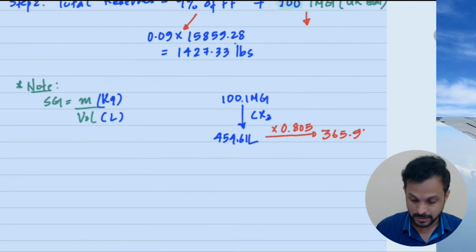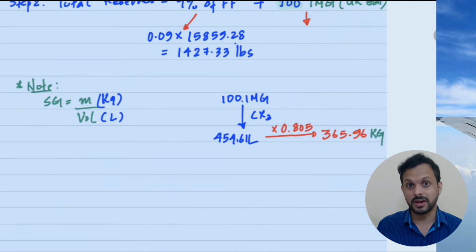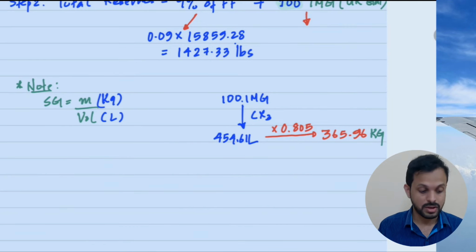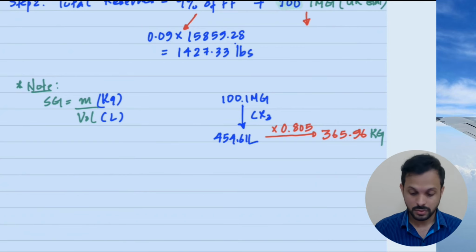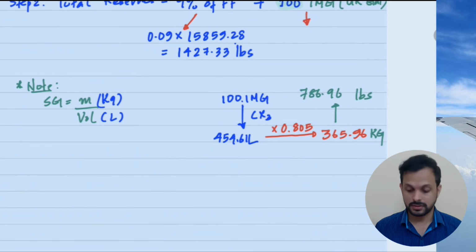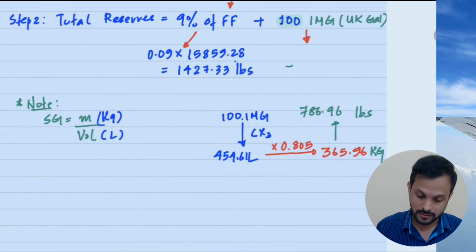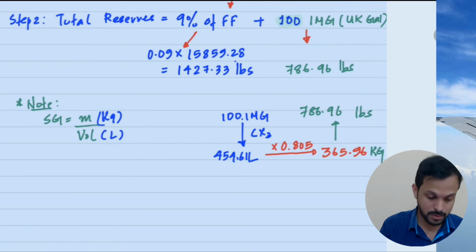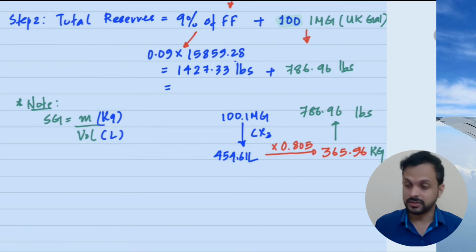Let's do that now. Multiplying with specific gravity, which is 0.805, you'll get 365.96. Now it's very important to understand that this is in kilograms. What we need is in pounds. You can again navigate to the unit conversion tab, go all the way down to weights, enter the value in kilograms, and then you will get it in pounds as 786.96. So once we have both these in pounds, we are good to add to find the total reserve. Let's find out what that would be.